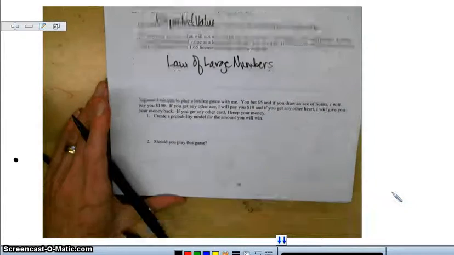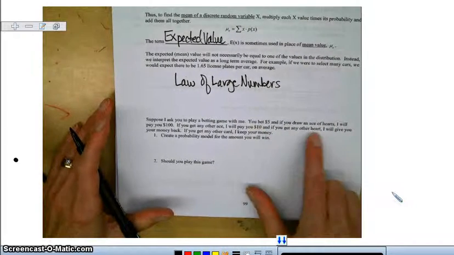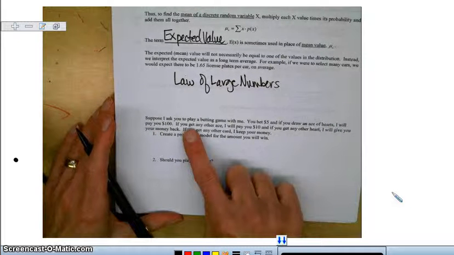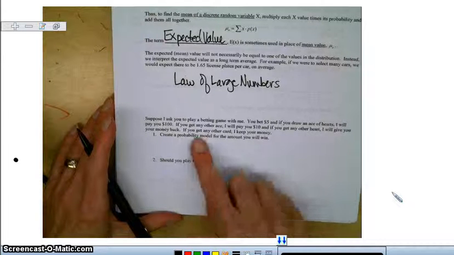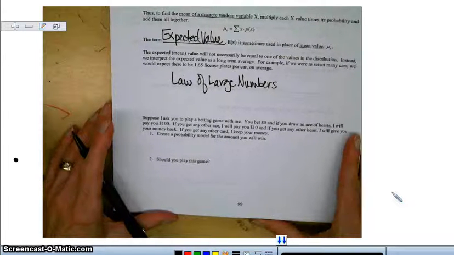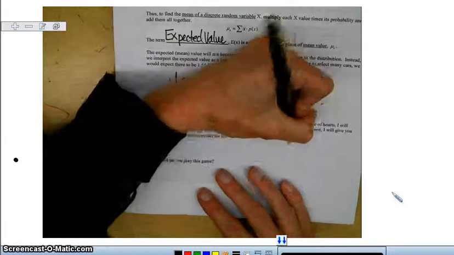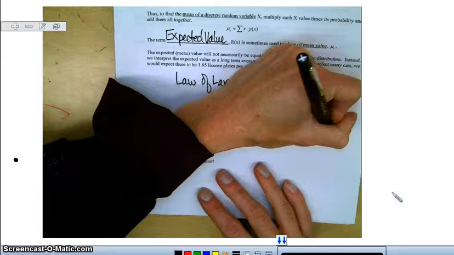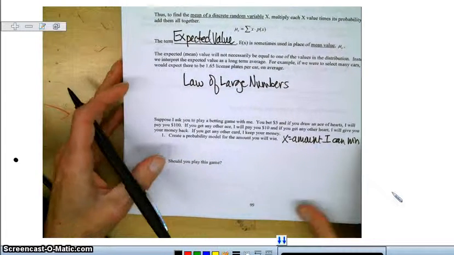Now we're going to play a game here. Suppose I ask you to play a betting game with me. You bet $5, and if you draw an ace of hearts, I will pay you $100. If you get any other ace, I will pay you $10, and if you get any other heart, I'll give you your money back. If you get any other card, keep your money. So here's what we're going to create: a probability model for the amount I can win. So X is the amount I can win. And it really doesn't matter how you look at your winnings, but we're just going to make it easy.